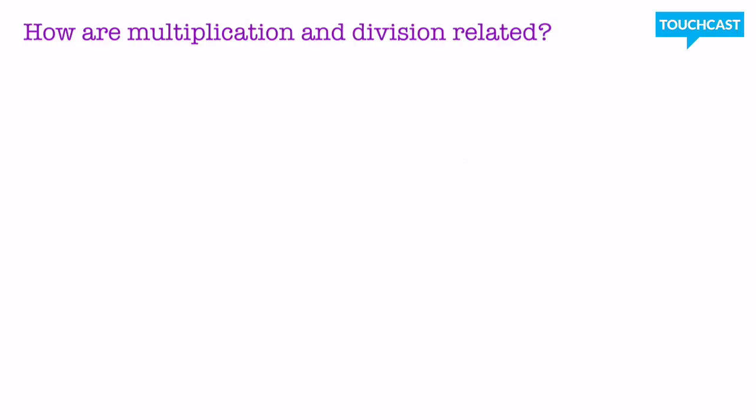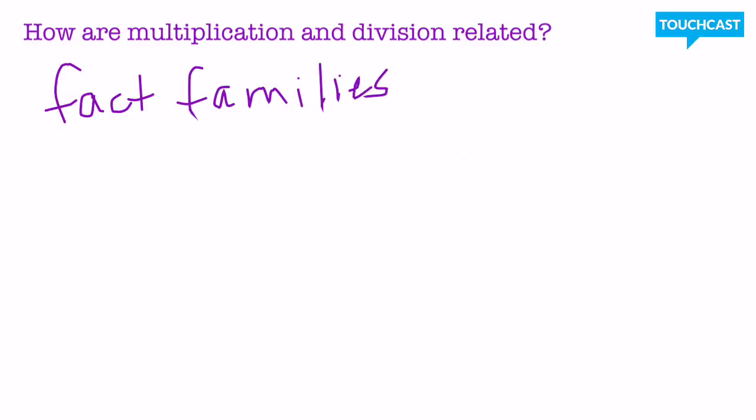Let's get started. So the first question we want to be able to answer, guys, is how are multiplication and division actually related? Well, the first thing we're going to talk about to try to make that connection are something called fact families. Fact families are a group of related facts that use the same numbers. Might sound a little complicated at first, but once I show you a couple, I think it will make sense. So let's look at the numbers 3, 6, and 18. We want to think in terms of multiplication and division all of the ways that 3, 6, and 18 are related, and then we will have a fact family.